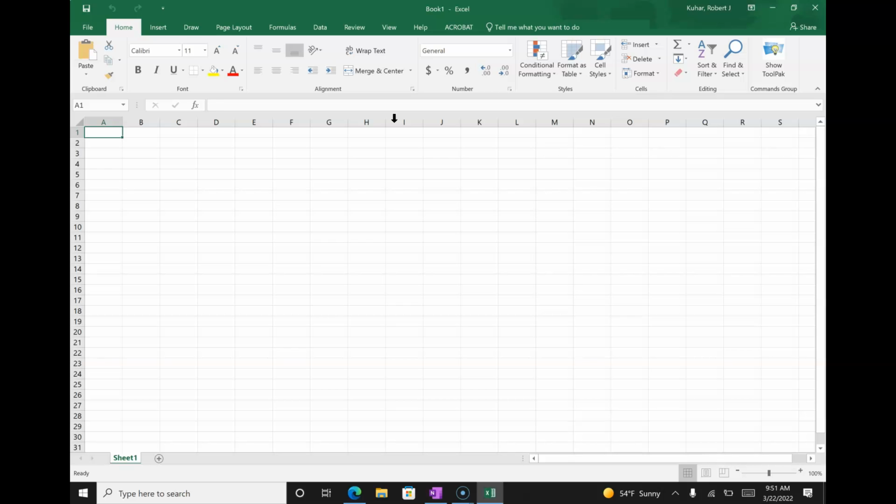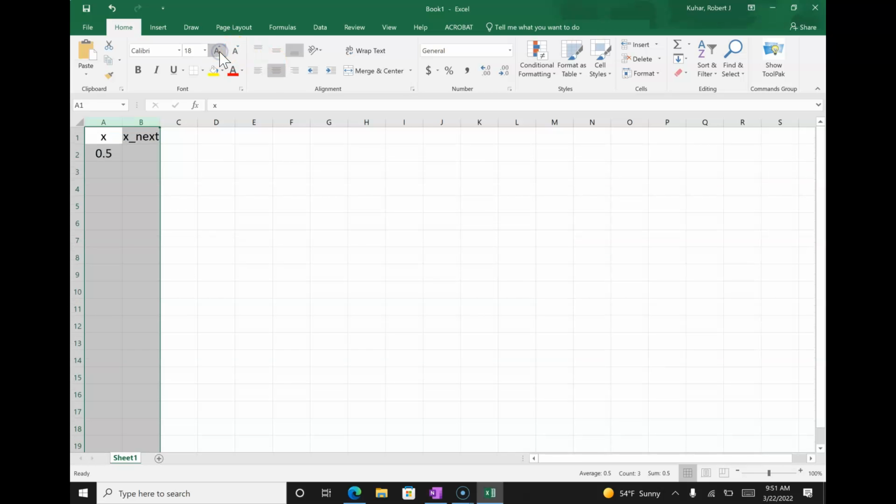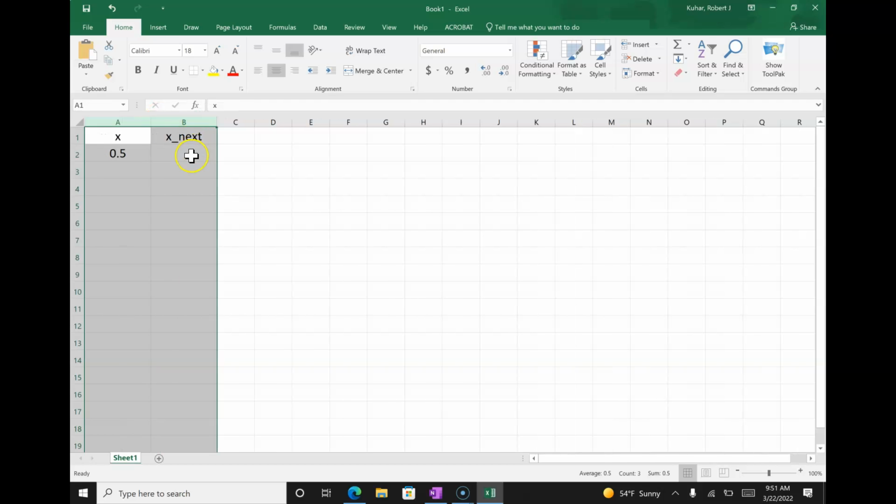So I'm going to call my first column X and my second column X next. We already said we could start at 0.5, so there's my first guess. In my next column I'm going to be putting in that formula, but I'm going to be referencing x as A2. Do you see my cell A2? A for the column, 2 for the row. A2 is now my x value.